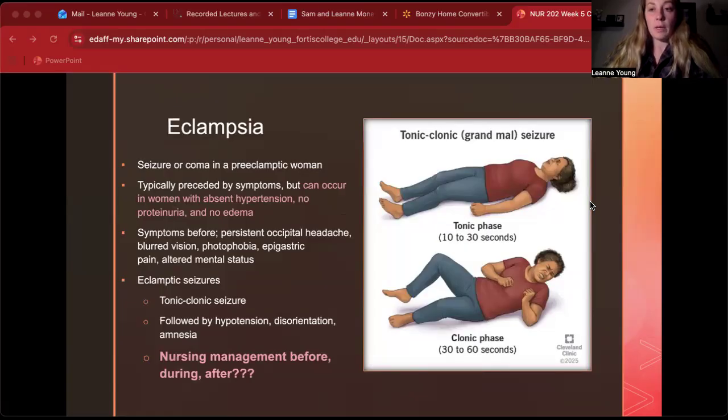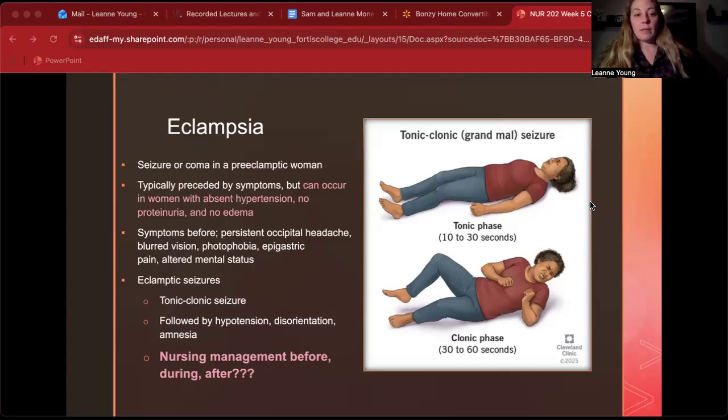So this is what we call it whenever a woman has a seizure or a coma in a preeclamptic patient. So it is preeclampsia in a patient until she has a seizure. As soon as she has a seizure, that patient is eclamptic or has eclampsia. Okay. You cannot have eclampsia unless the patient has had a seizure or another type of major neurological event.